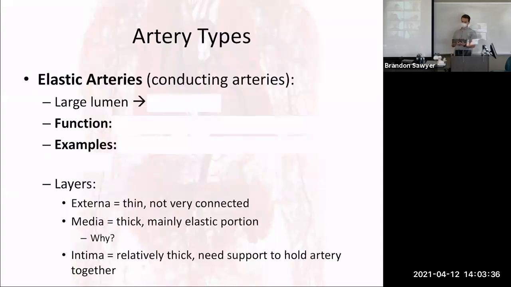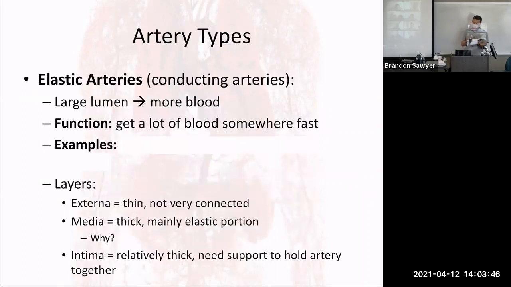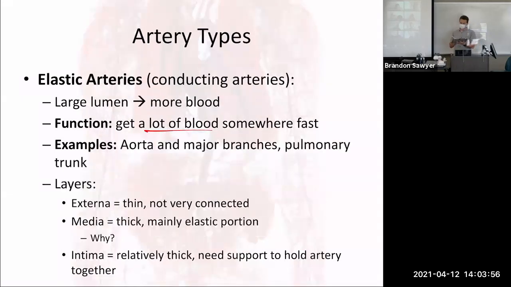All right, so different artery types. The largest ones are called the elastic arteries, also known as conducting arteries. They have a very big lumen, which just means the inside of it, so more blood can get through. The main function of this type is to get a lot of blood somewhere fast. So this would be your aorta and all those big arteries that branch off of your aorta, the aorta and major branches, the pulmonary trunk.